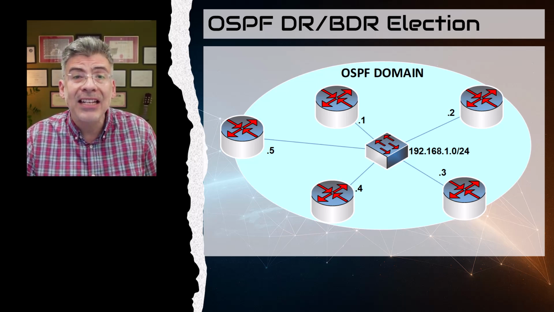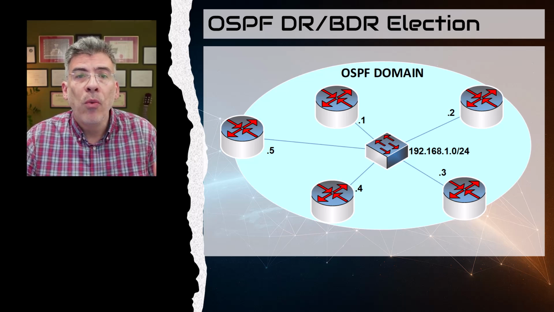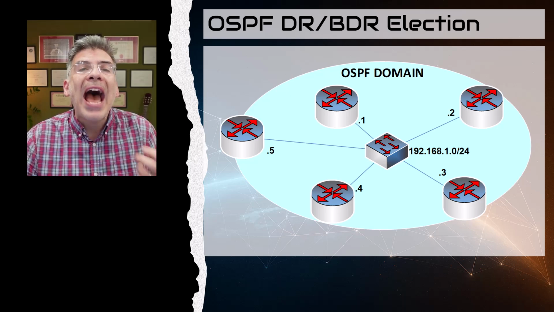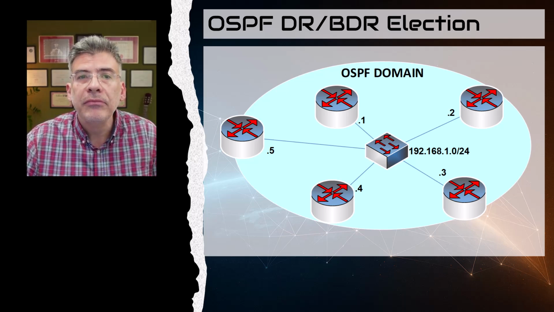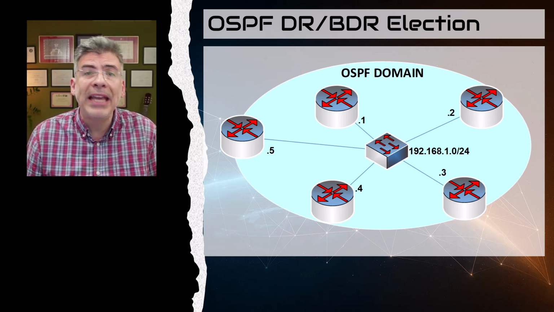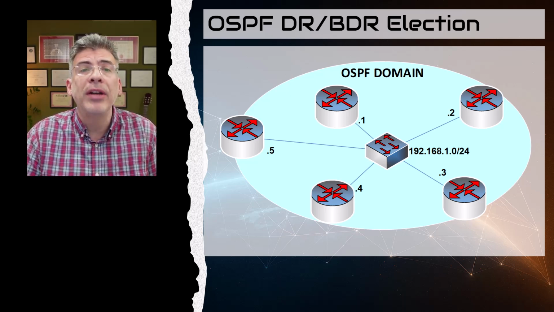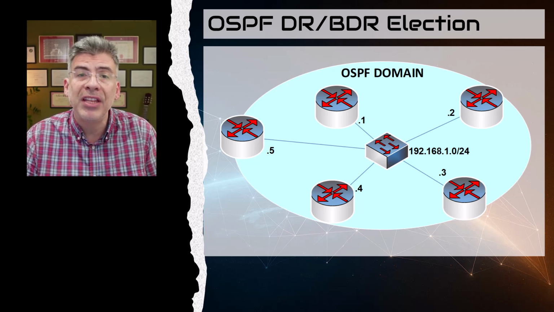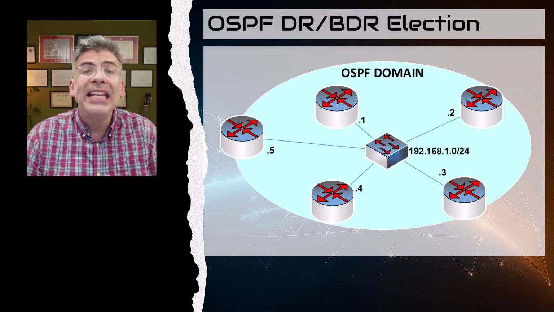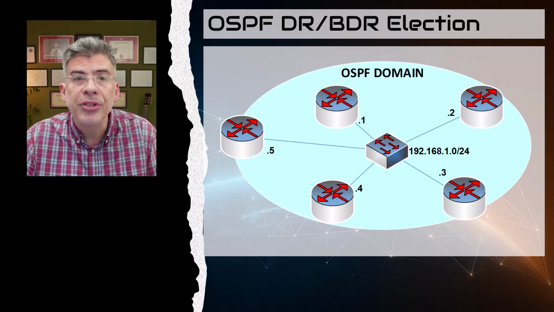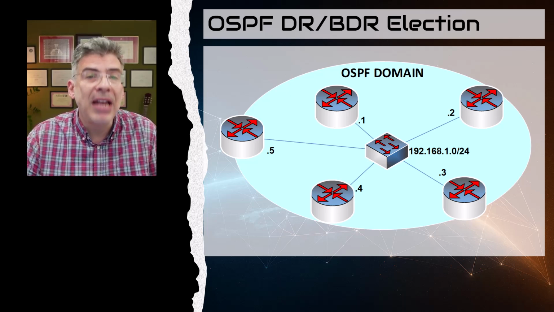Now that we understand what they do, why they are necessary, and what problems they solve, let's talk about how they are elected. When we have multiple OSPF routers in a single broadcast domain or network segment like this one, OSPF will begin an election process to determine which of these routers will play the role of the DR and the BDR. A DR-BDR election will always take place between OSPF routers that are on the same subnet.